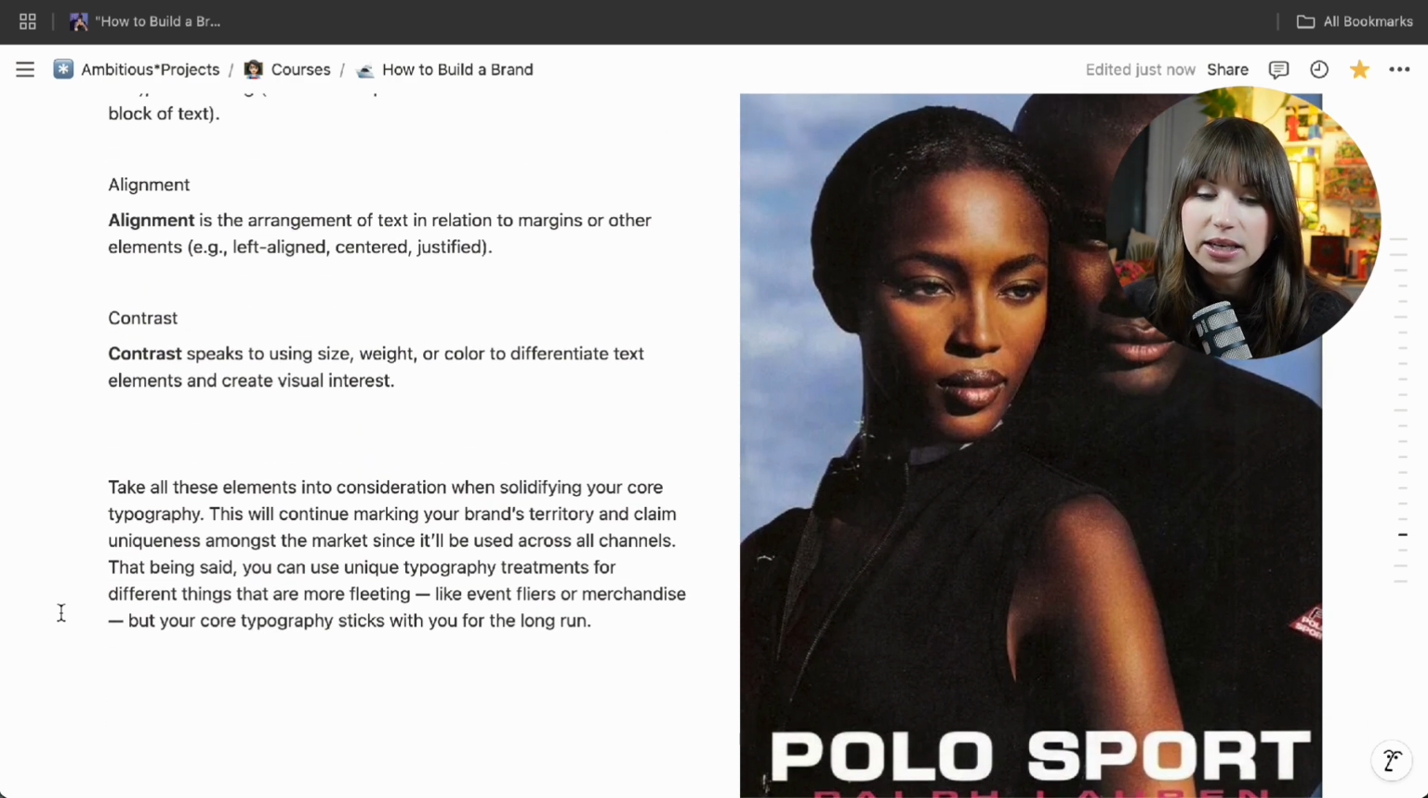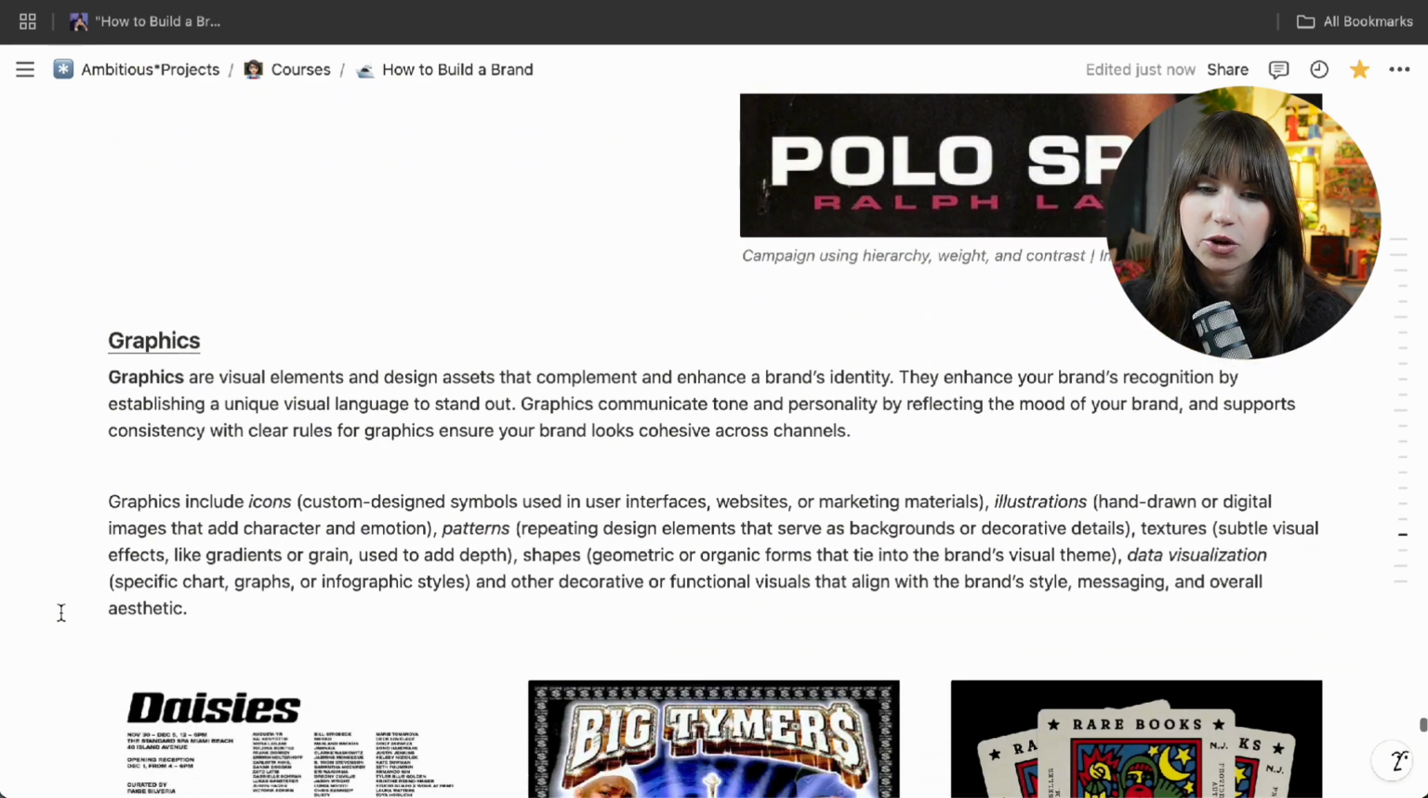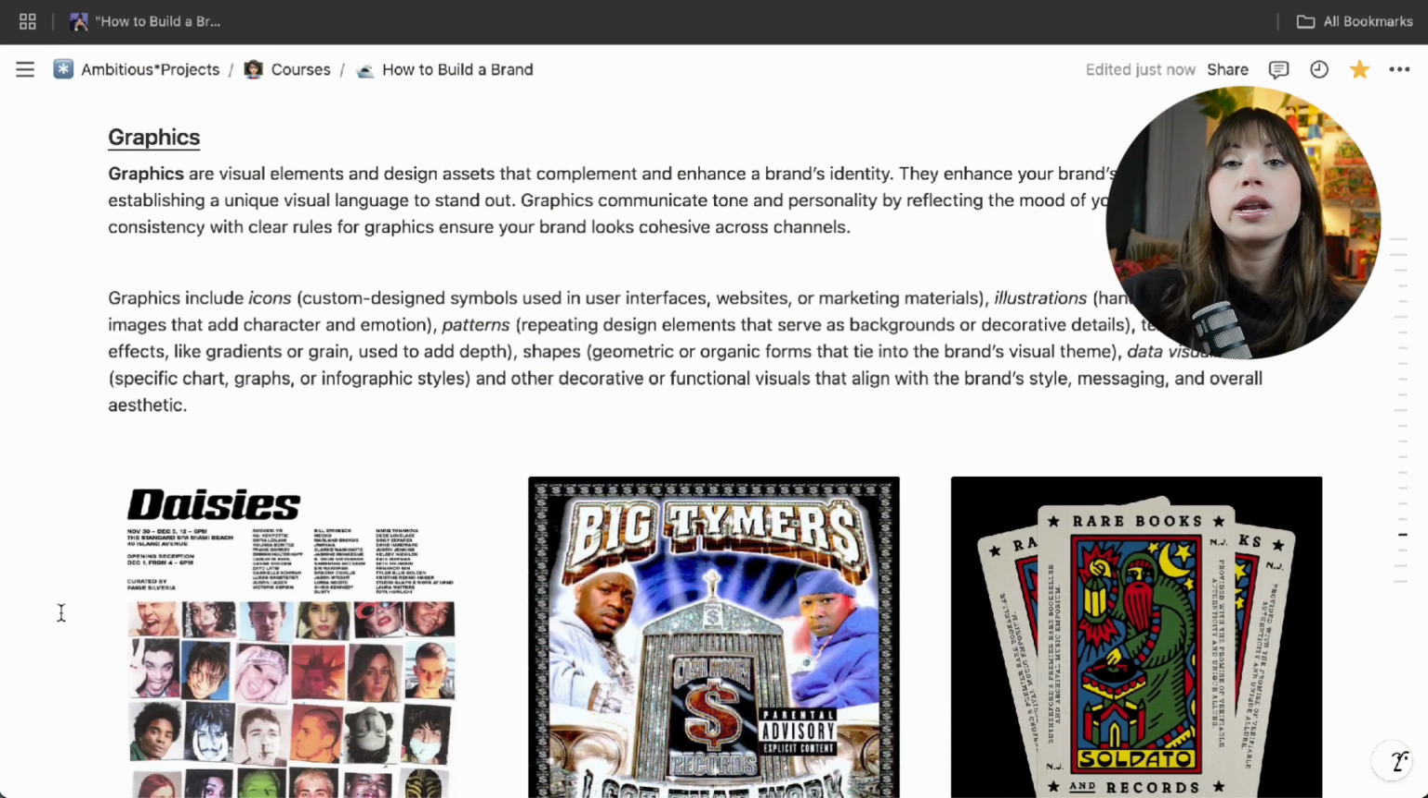So taking all of these elements into consideration when you are creating your core typography treatment, this will continue to mark territory for your brand and create that unique flair that is just yours. So let's go into graphics. This is another highly creative expression of your brand's vibe. These are visual elements and design assets that complement and enhance your identity. They will also help enhance your brand's recognition by establishing that unique visual language amongst a competitive or crowded landscape.